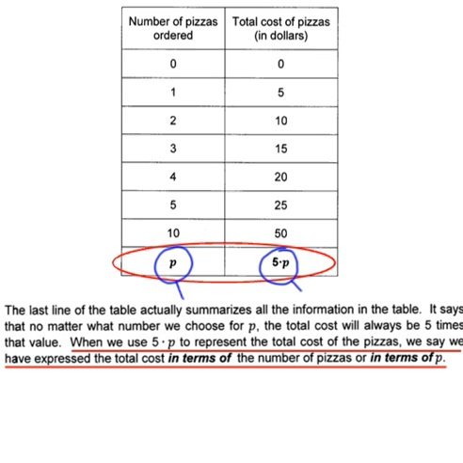When we use 5P to represent the total cost of the pizzas, we say we've expressed the total cost in terms of the number of pizzas or in terms of P. So this is the total cost in terms of the number of pizzas.